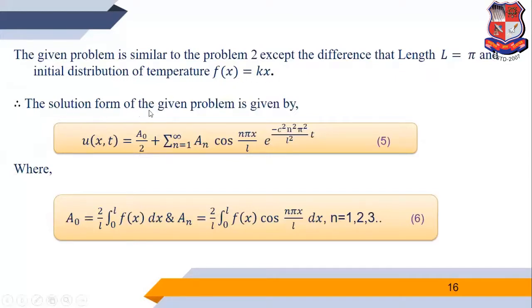Therefore, the solution form of the given problem is given by u(x,t) is equal to a0 by 2 plus summation n is 1 to infinity a_n cos n pi x by L e raised to minus c square n square pi square by L square into t, where a0 is 2 by L integral 0 to L f(x) dx and a_n is 2 by L integral 0 to L f(x) into cos n pi x by L dx.